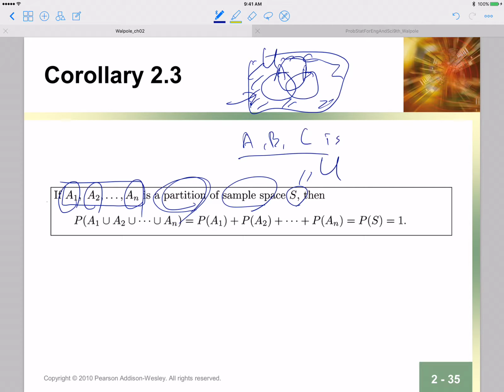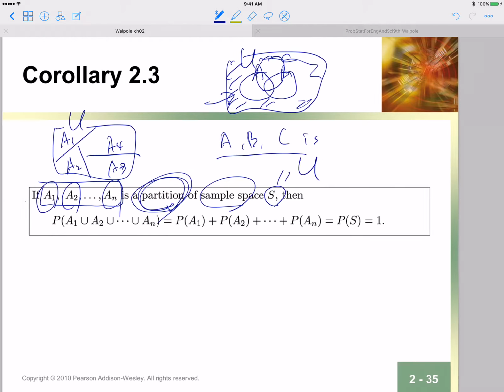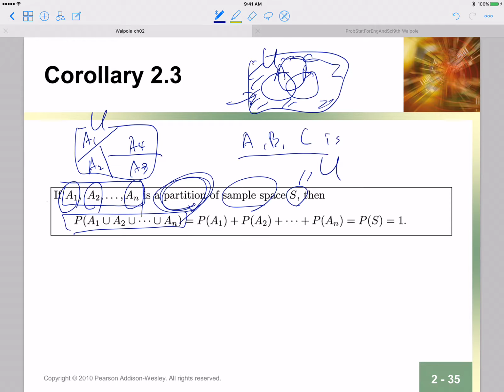So in that case, we call that a partition. Basically, it's like we partition our space like this. This is A1, A2, A3, A4, and so on. That way, they cover the entire universe, and they don't have any intersections between any of the 2. So in that case, their union and their probability simply sum up to 1.